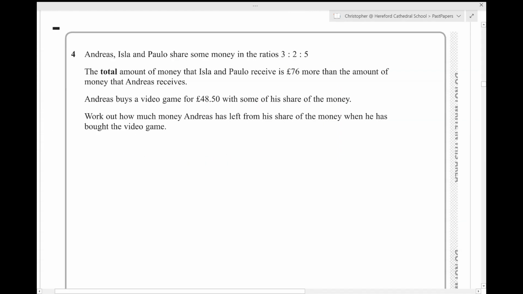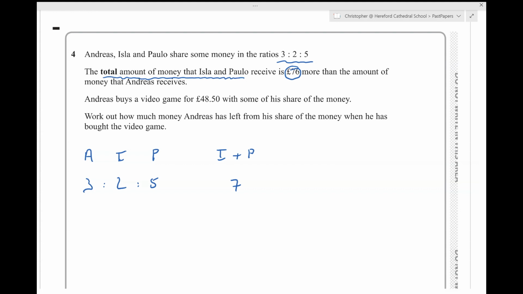Question 4. I've got 3 people here, and they're sharing money in the ratio 3 to 2 to 5. So let's just write that down. I've got A, I, and P, sharing money in the ratio 3 to 2 to 5. The total amount of money that Isla and Paolo receive, let's have a look. Isla plus Paolo, their ratio total is 7, isn't it? The total that they receive is 76 more than the amount that Andreas receives.